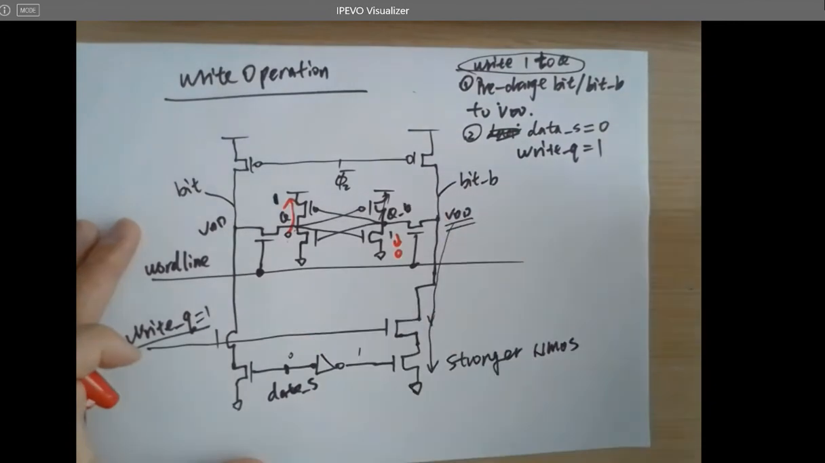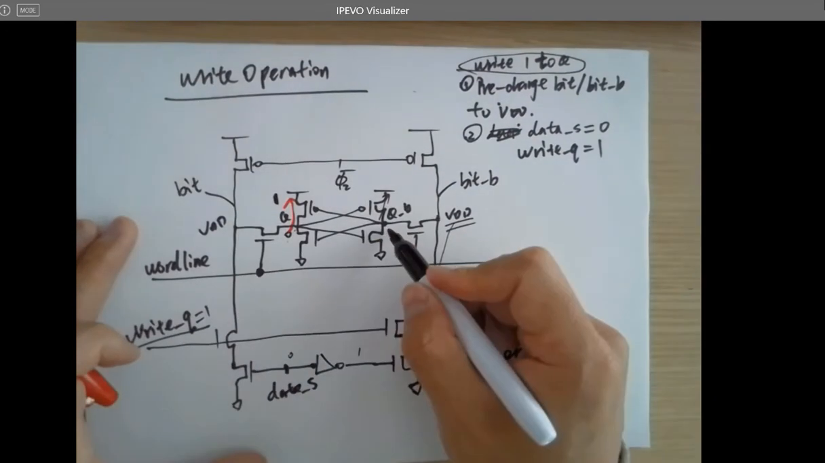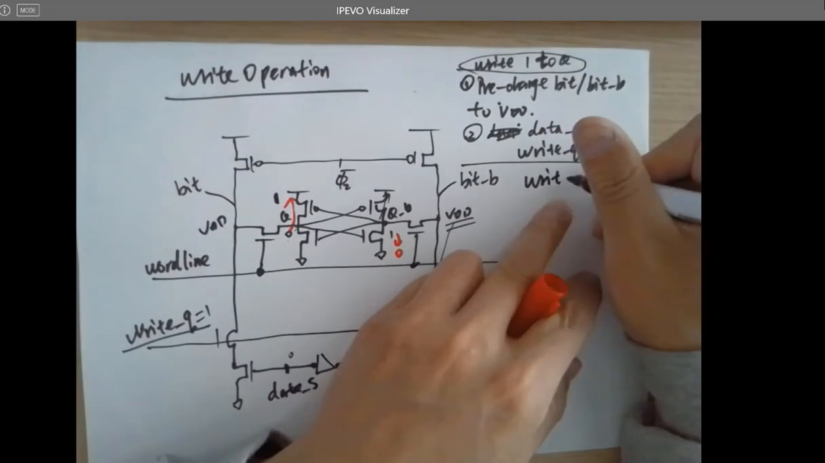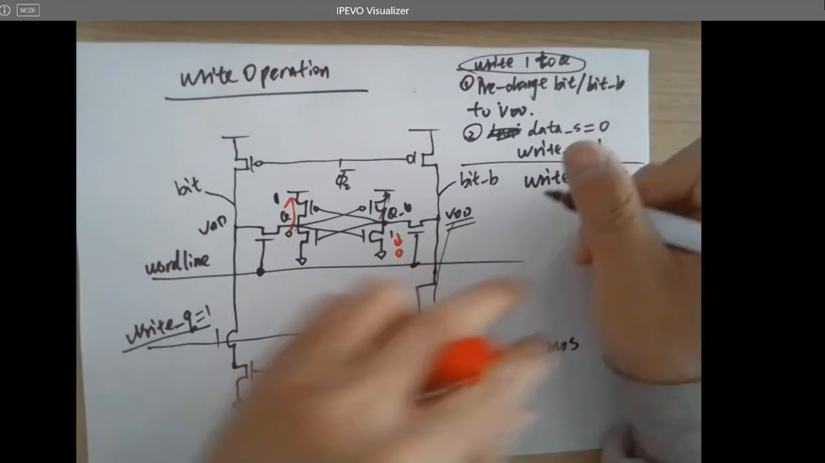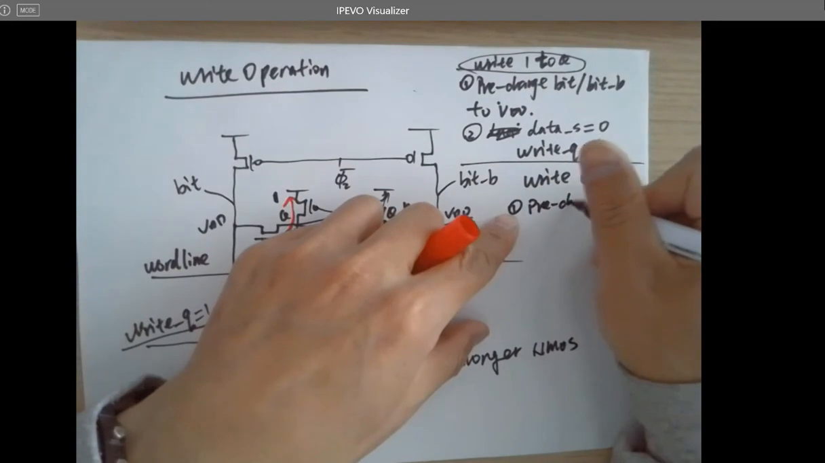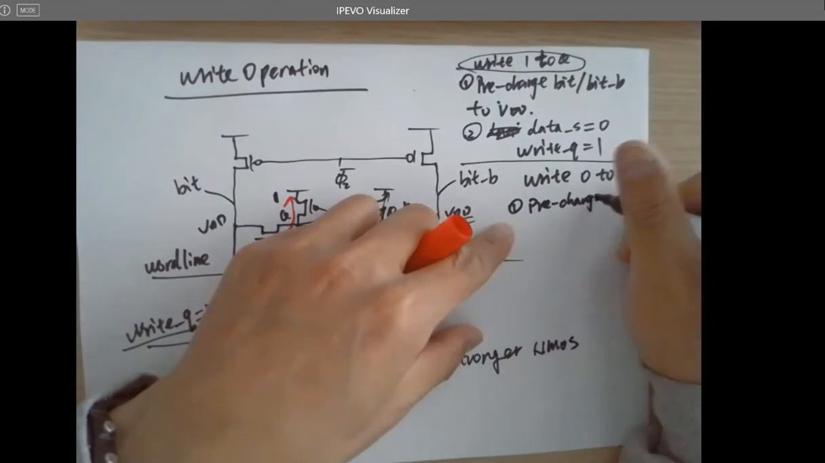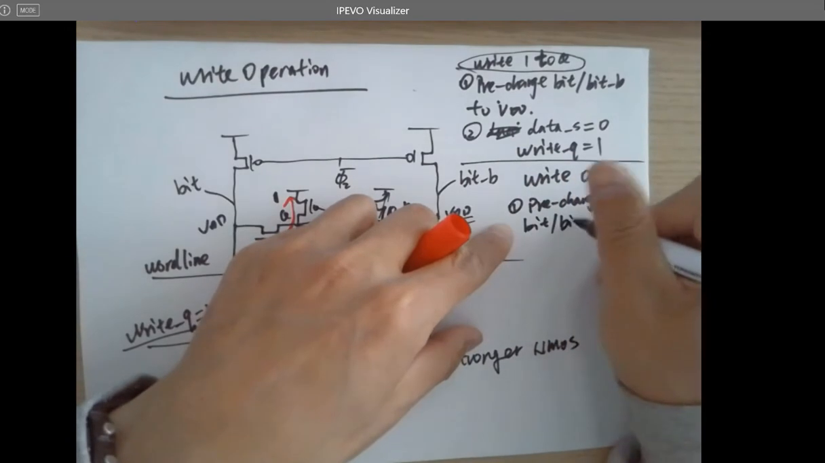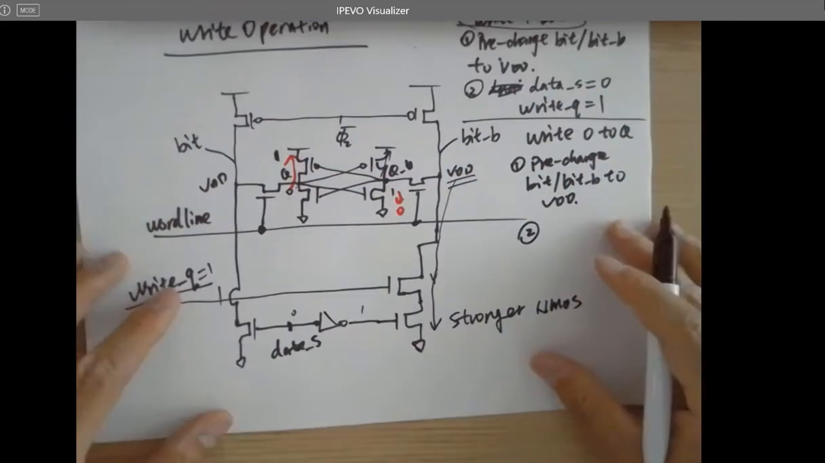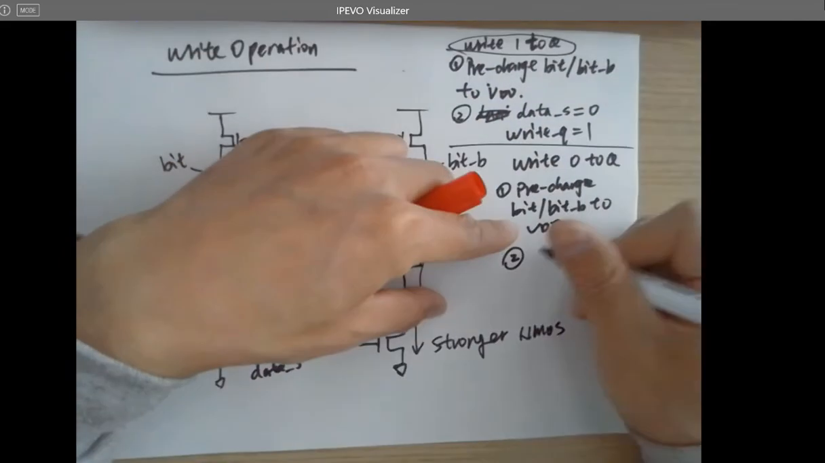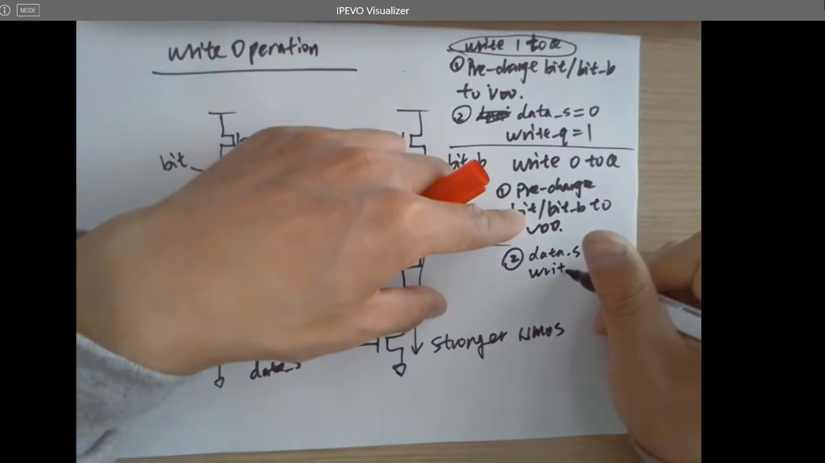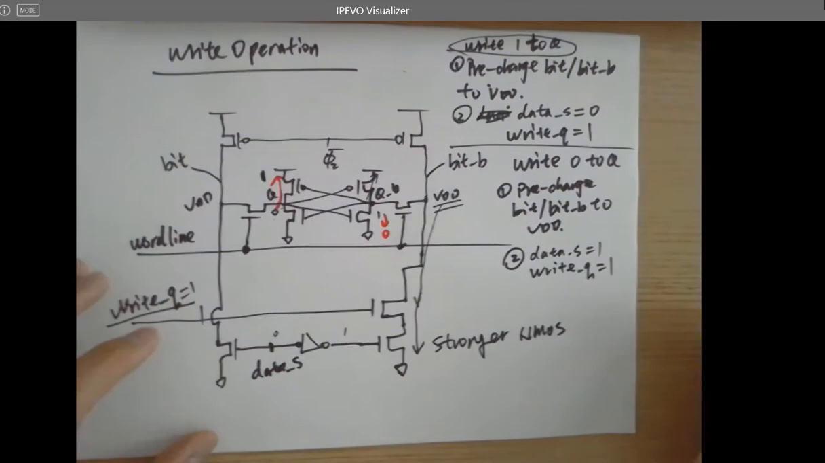So now, for example, 1 has been stored in here and 0 has been stored in here. And now I want to write a 0 to Q. What's the first step? Still, pre-charge bit, and now let's see. Definitely, it used to be 0. Now data S should be 1. Definitely want to enable it.